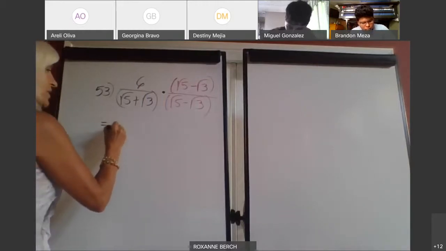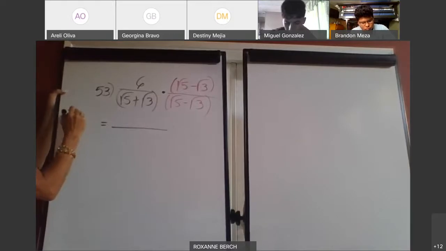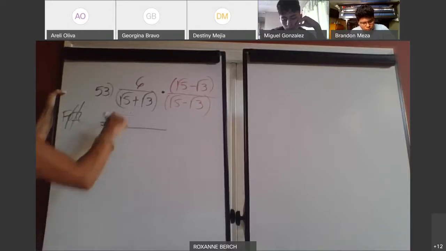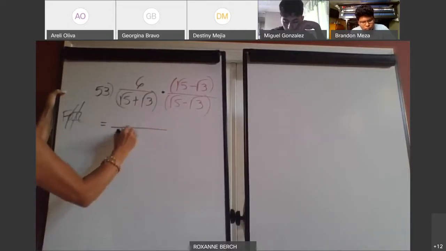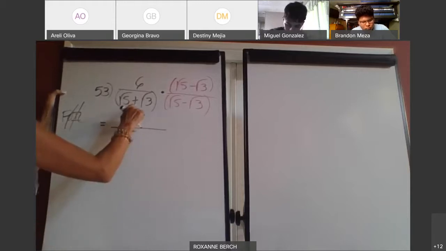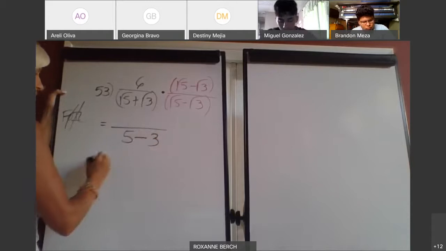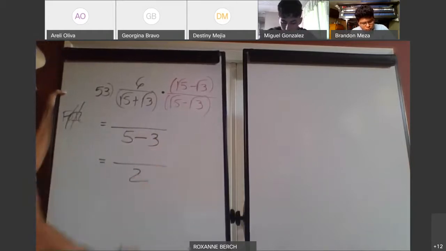So in the denominator, I talked about the FOIL. And I said, when you're multiplying by conjugates, you don't have to do the outer and the inner. They always cancel out. So radical 5 times radical 5 is 5. And a positive times a negative is a negative. And radical 3 times radical 3 is 3. So the denominator is 2.